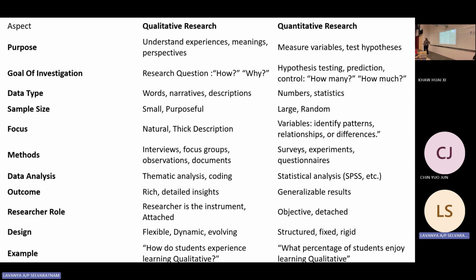I'm sure you all understand this. Can I ask, do you understand what this means? Why is qualitative research flexible? Okay, anybody else? Why is qualitative research flexible?